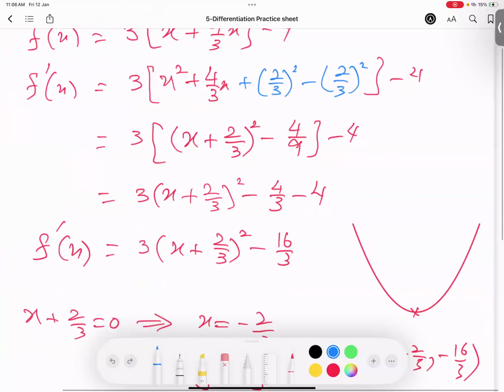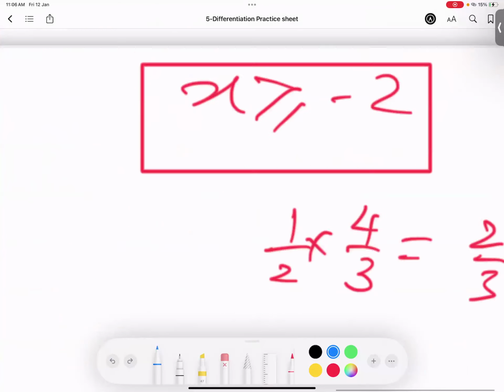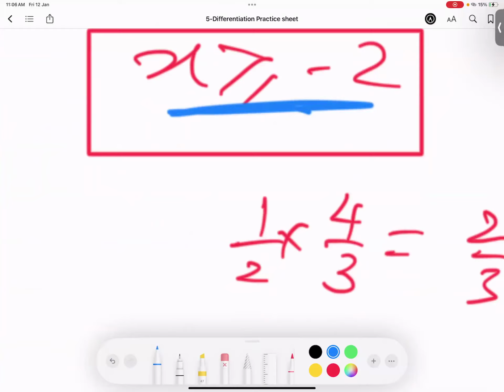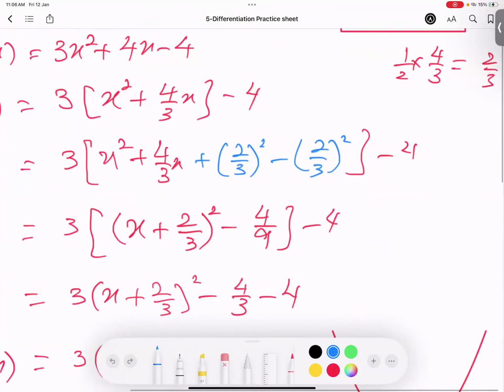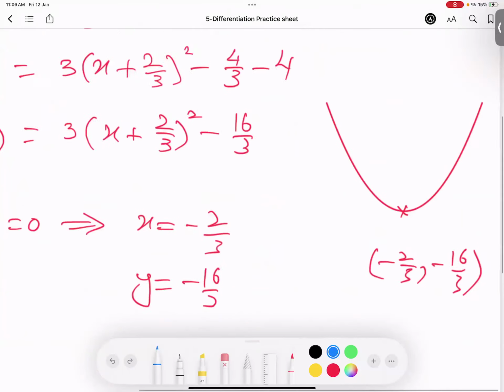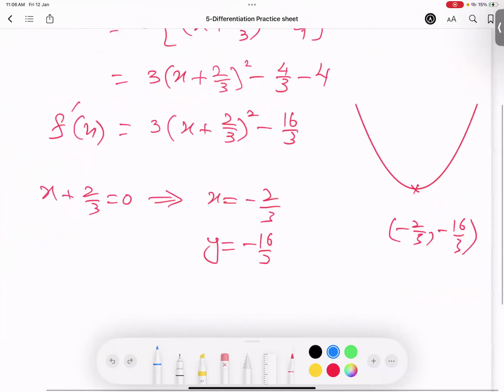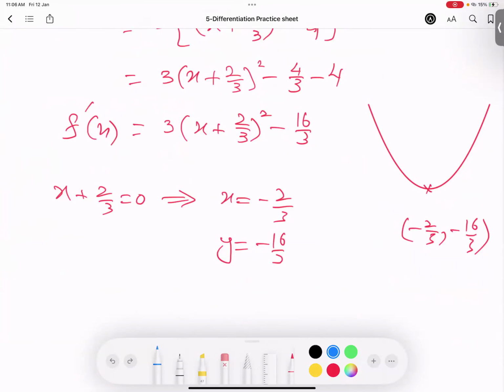Now, a very interesting part. The question is given as a domain: x is starting from negative 2 and bigger. So negative 2 and bigger means what? The x value is starting at negative 2 and bigger. So here negative 2 and here negative 1. Here negative 1, here 0, and so on and so forth.